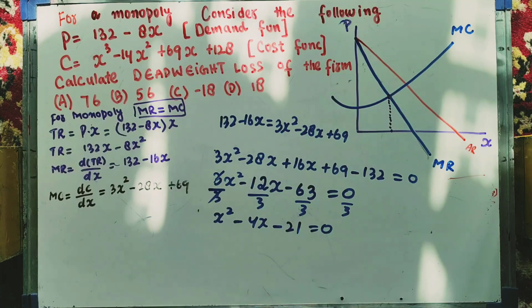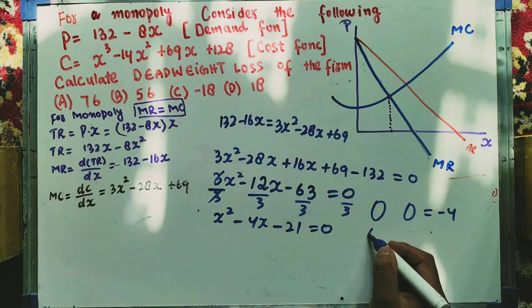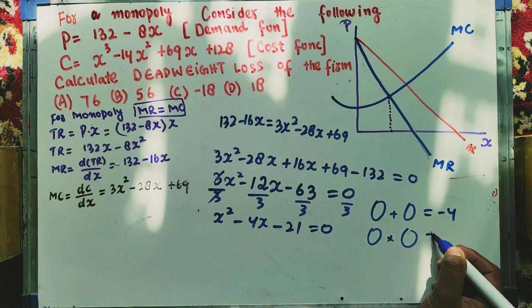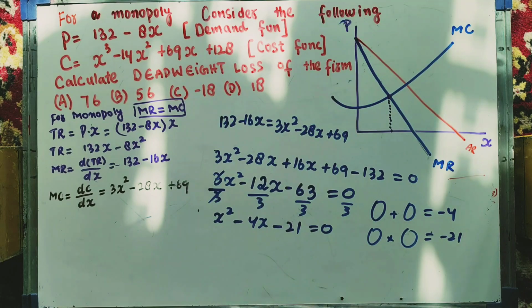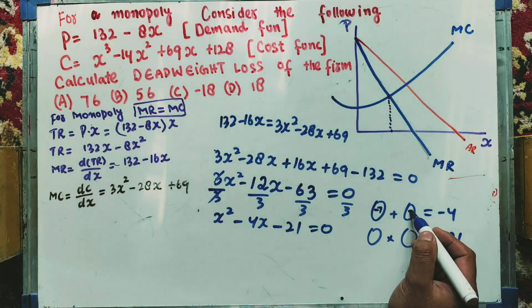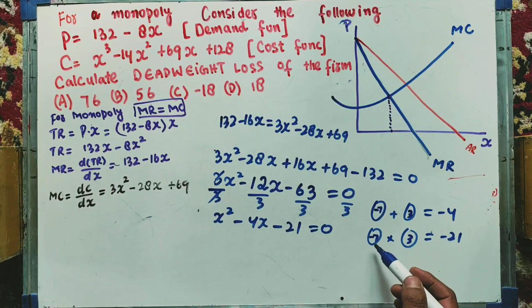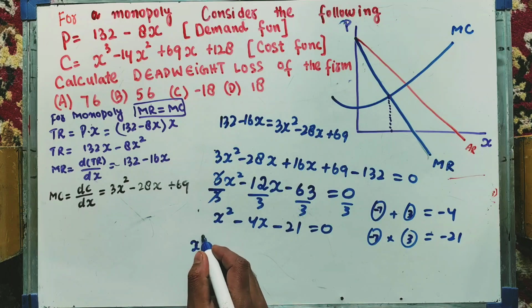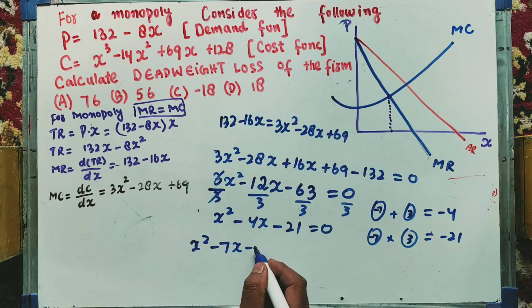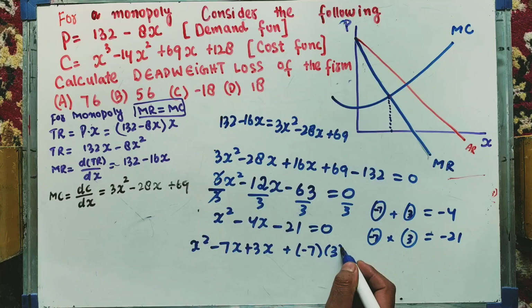So splitting the middle term here, the sum of the two numbers should be equal to -4, and the product of the same two numbers should be equal to -21. So if I write here -7 plus 3, -7 into 3, it solves the problem, because -7 plus 3 is -4, -7 into 3 is -21. So can we write x square minus 7x plus 3x in place of -21? Can I write -7 into 3 is equal to 0?